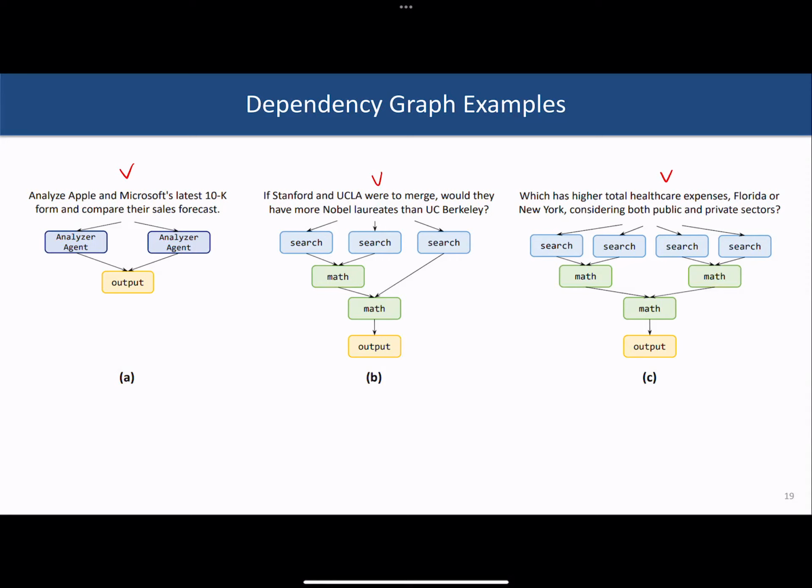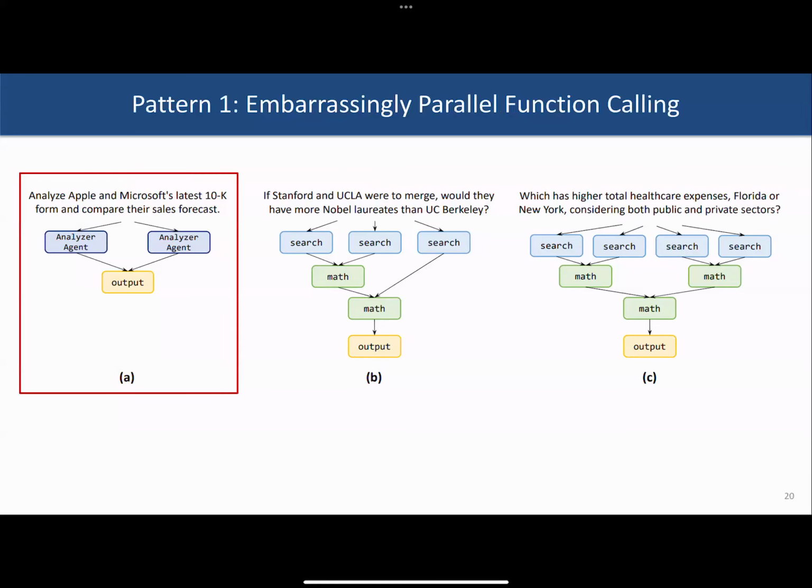Our evaluation really focused on whether LLMCompiler is capable of decomposing those tasks into the correct dependency graph and then getting the final output as expected. So we start with the simplest case, where you have a bunch of tasks that can all be launched in parallel, so to say, embarrassingly parallelizable function calling patterns.